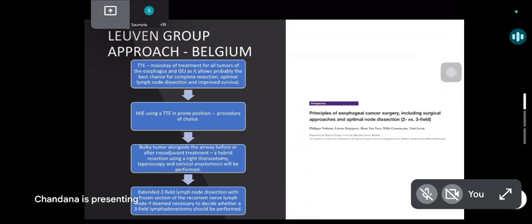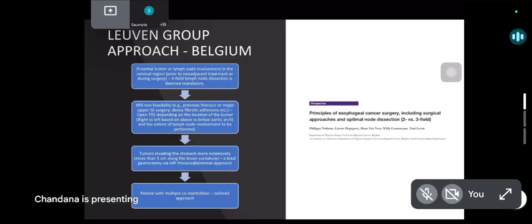Means they did transthoracic esophagectomy and did sentinel lymph node biopsy of the recurrent laryngeal nerve. So if the recurrent laryngeal nerve lymph node is positive, then they went for standard 3-field lymphadenectomy. That is, they removed the cervical lymph nodes also. With proximal tumor or lymph node involvement in the cervical region prior to neoadjuvant treatment or during the surgery, then also they did 3-field lymph node dissection.